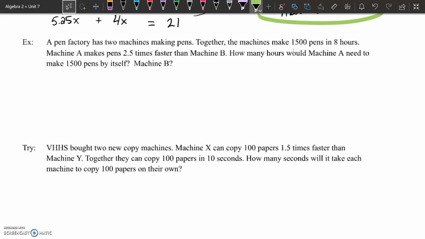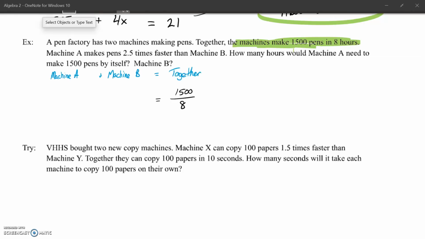In this particular problem, I know that the machines together make 1,500 pens in 8 hours. So we have 1,500 pens in 8 hours. The number of jobs completed was 1,500. The total time was 8 hours.